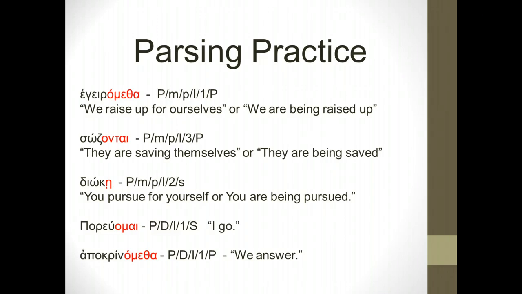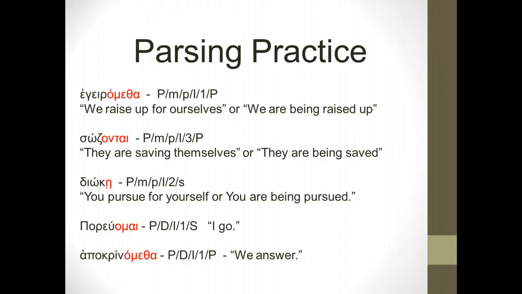Sodzontai comes from sozo. When I look at that, and this is one thing you'll find helpful, it's why it's important to maybe pronounce the words out loud. You know that sozo ends with an omega, so it's not a deponent verb. And sodzontai tells you it's middle passive. So it's present middle passive indicative third person plural. We would translate this as either they are saving themselves, or for themselves, that's in the middle, or in the passive, they are being saved.